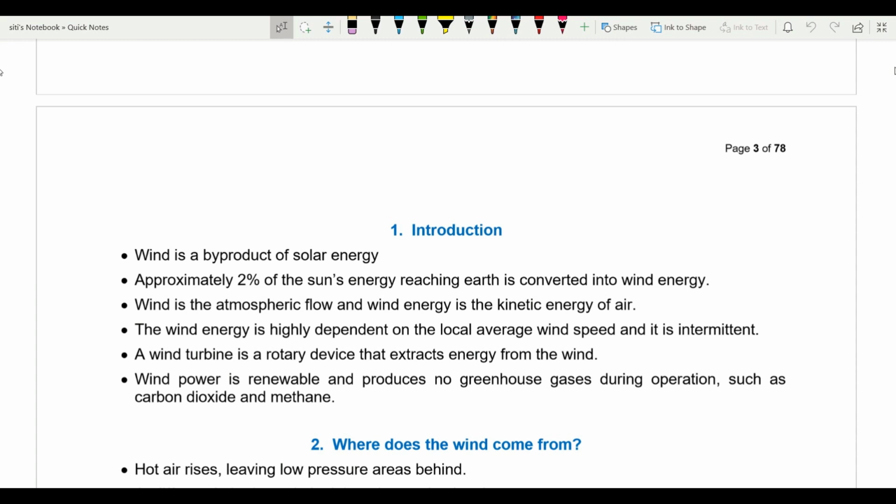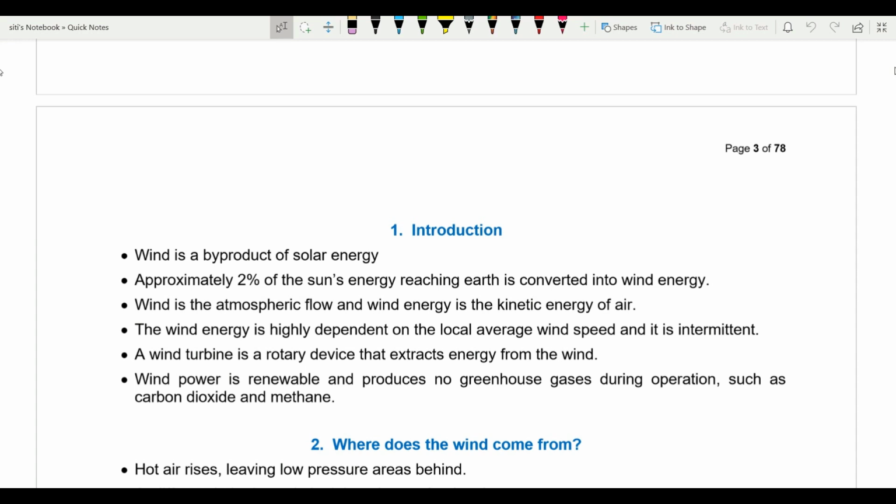Wind is the atmospheric flow and wind energy is the kinetic energy of air. The wind energy is highly dependent on the local average wind speed and it is intermittent. A wind turbine is a rotary device that extracts energy from the wind. Wind power is renewable and produces no greenhouse gases during operation, such as carbon dioxide and methane.